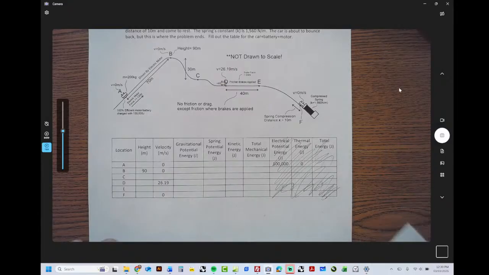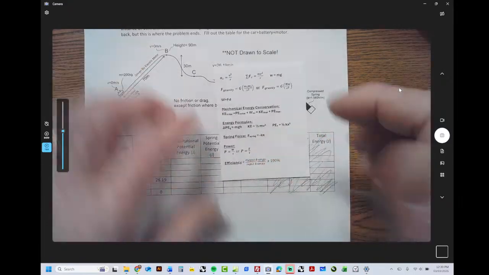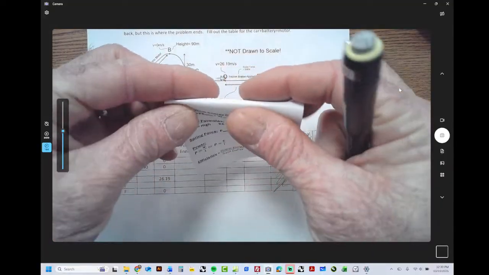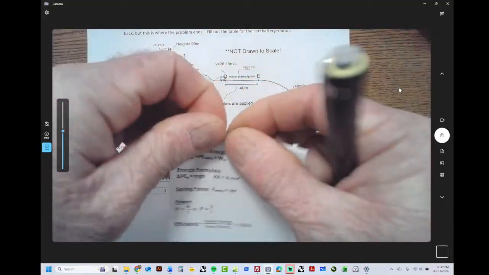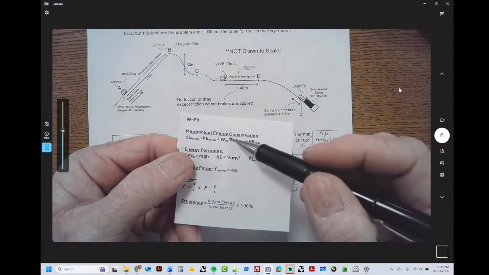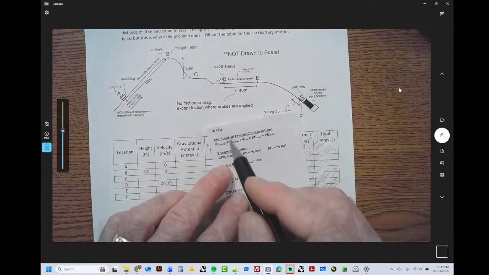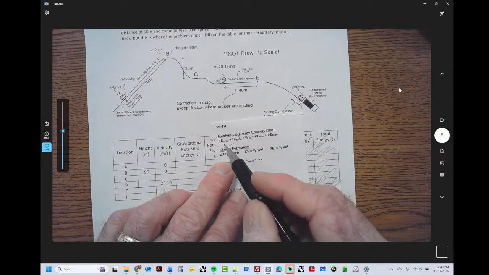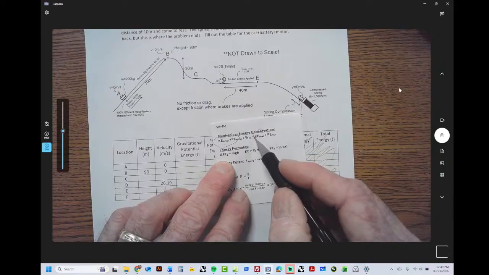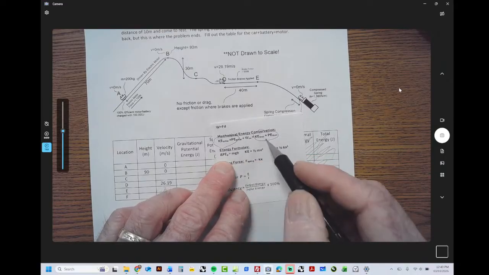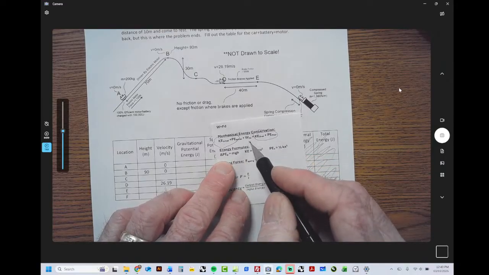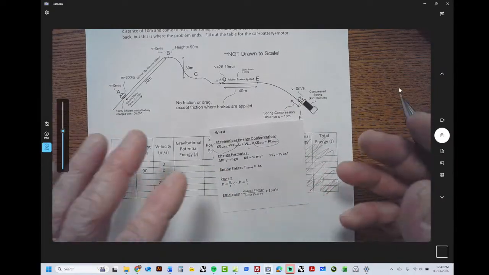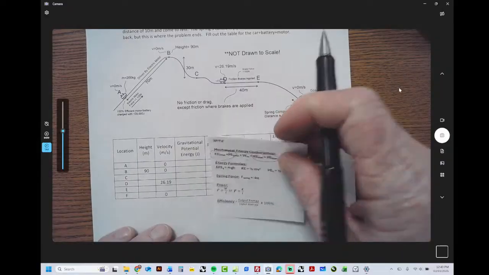So get your formulas. Top ones are for circular motion, so I'll just fold this over. We don't need those. This is the main one right here. This is just saying total mechanical energy, which is the sum of potential energy and kinetic, is going to be the same. So this total equals that total, unless there's some work. And the work is either positive or negative. Positive work adds energy to the system, negative work takes it away.